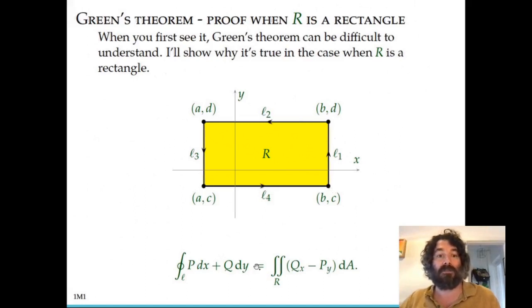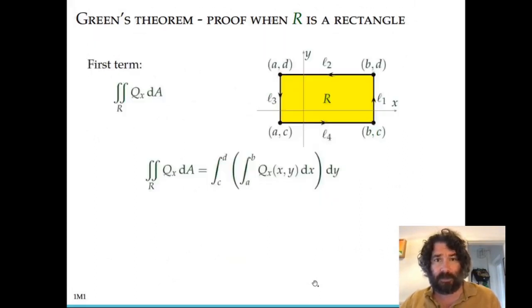And what Green's theorem says is shown at the bottom of the slide. The integral around the loop that's the boundary of the rectangle is equal to the double integral over the rectangle of Qx minus Py. So why is this true? Well, let's consider first the first term on the right-hand side.